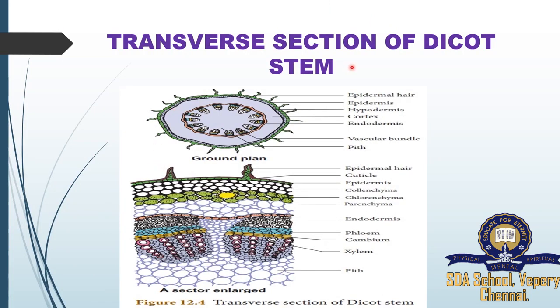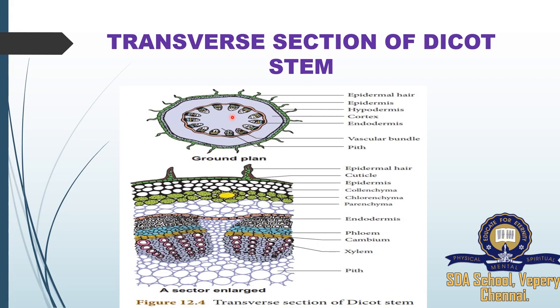Here is the structure of the transverse section of dicot stem. The first one is epidermis, the outer layer of this stem. Then hypodermis, the second layer. The next layer is cortex. Then the inner endodermis. Next vascular bundle and pith. In the pith we have a circular shape, with a space inside where it stores food. So this is the outer structure.